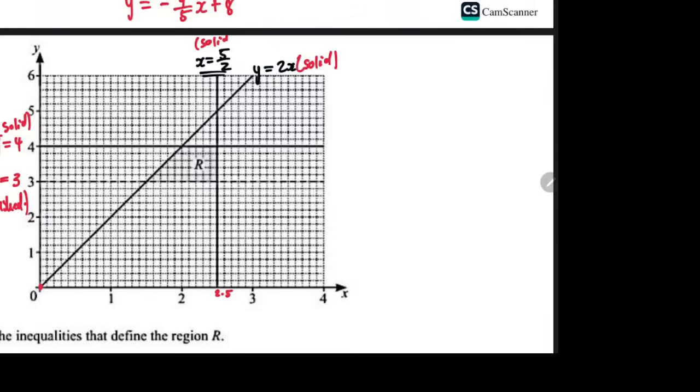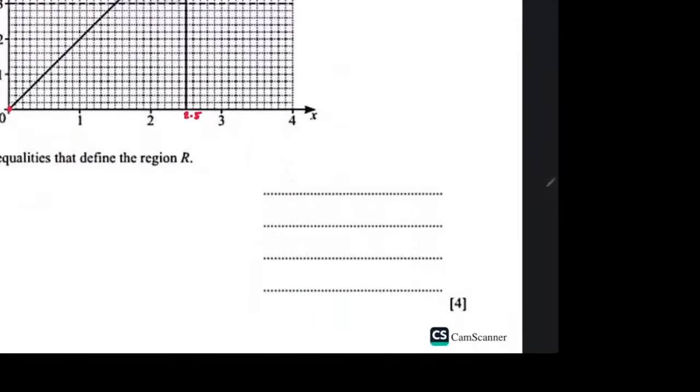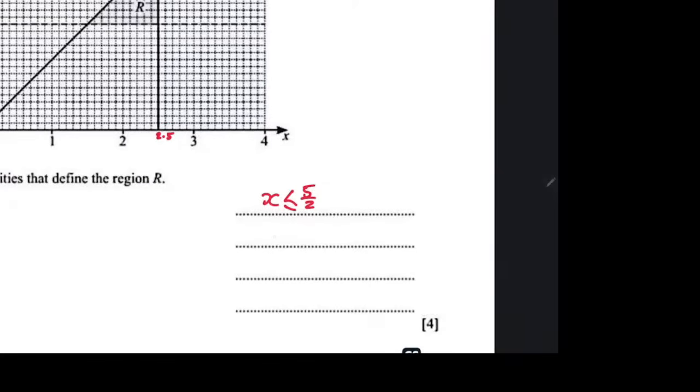Now, the line x equal to 5 over 2. You can see the region is on the left. So we say x less than. And since it's solid, you say less than or equal to. So x less than, the crocodile doesn't face it, and you now say or equal to 5 over 2, because the region is on the left. Now, we have the line y equal to 4. The region is below that line. So y is less than, and since it's solid, you say or equal to. So y is less than or equal to 4.